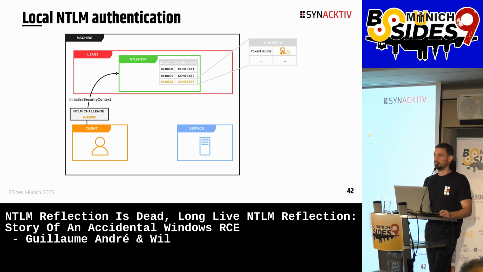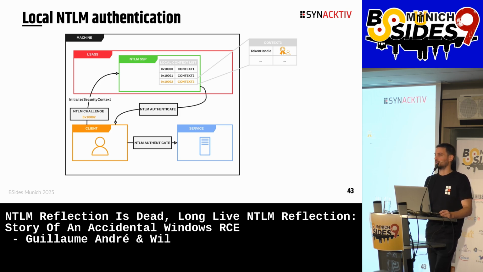Moving on in the authentication process. Now the client will perform initialize security context when receiving the NTLM challenge. Because it now has the context ID, within the memory of the NTLM SSP, it can add its token handle to that specific structure. So now within the memory of the NTLM SSP, on that specific context ID, we have the token associated to the client.